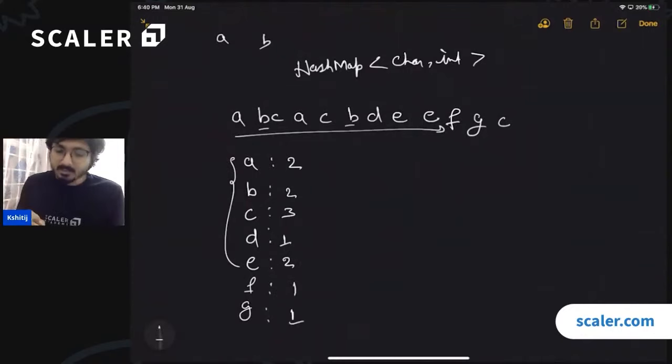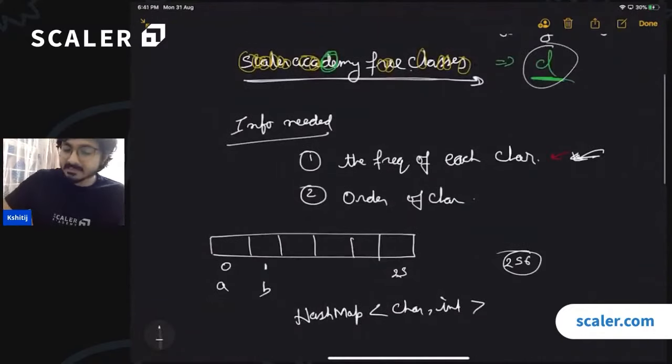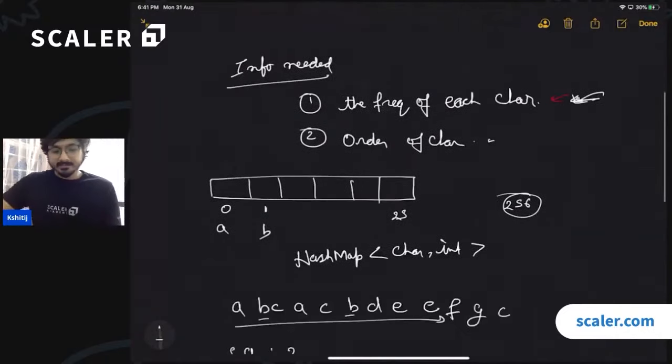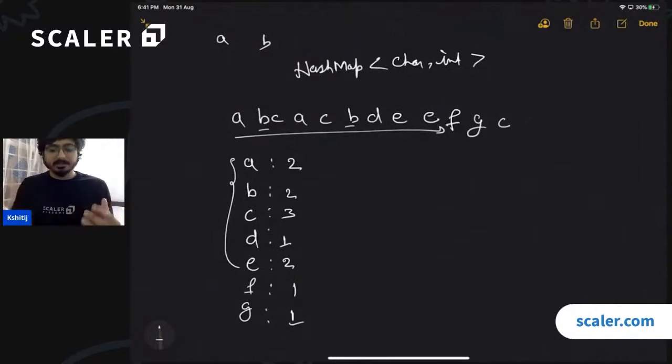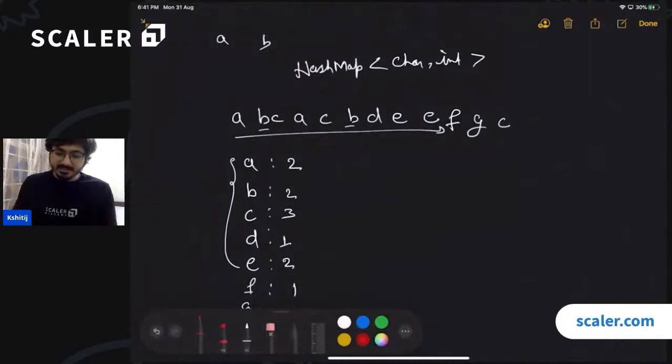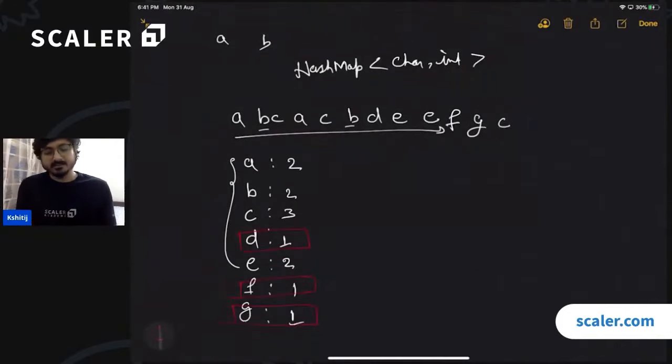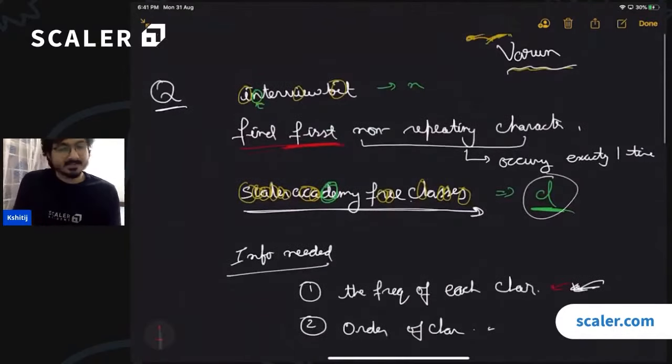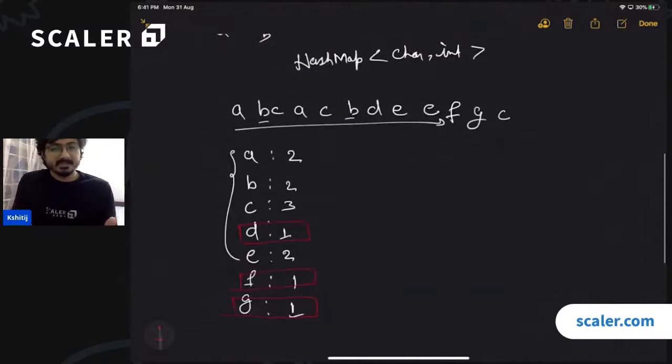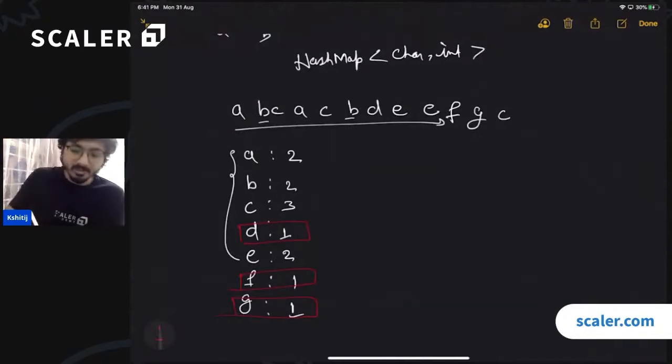Okay. Now what is the second information which is needed? The order of the characters, right? So now after building this array, we know which characters are appearing exactly one time in this string, but we want to return the first such character. So how can we return the first such character? We need the order. Do we have the order already? Yes, right? We already have the order stored in this string. So again, we can iterate over this string, and we can check for each and every character, right?